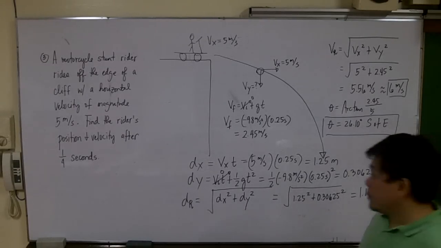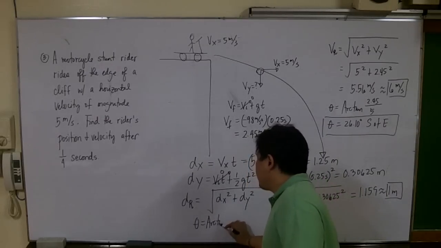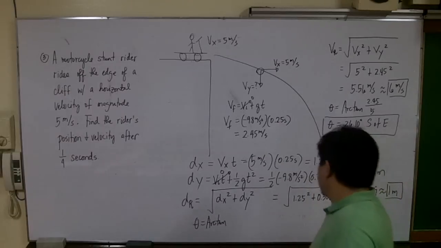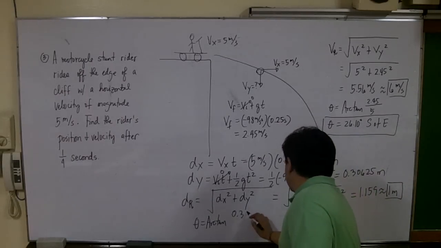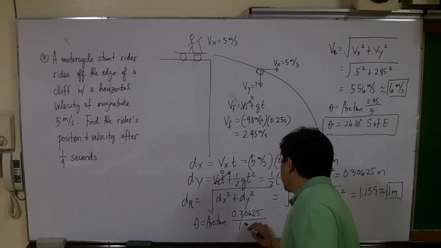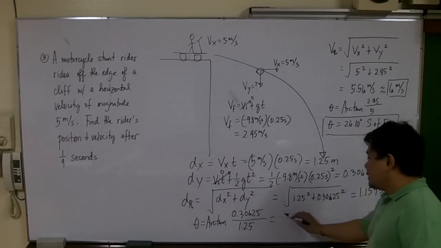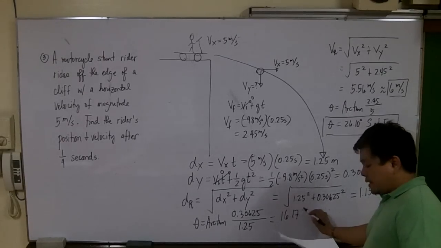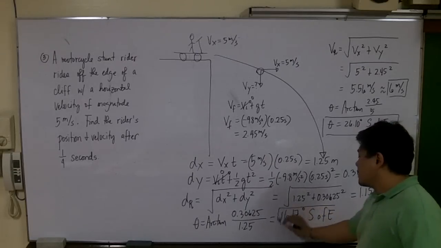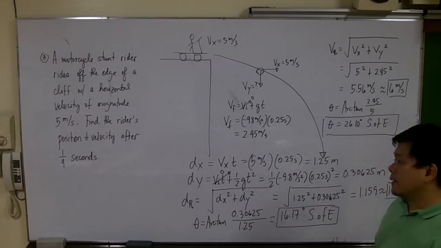We now solve for the direction of the position. Theta is equal to arctan of y over x. So 0.30625 divided by 1.25. Our theta is 16.17 degrees south of east. This is the direction for our displacement.